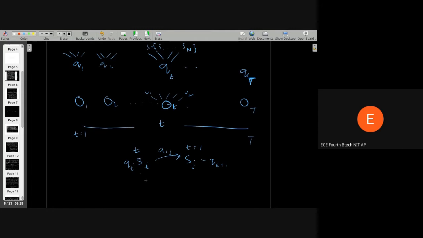And similarly, there's a particular probability that from a state Si, any state, Qt equal to Si, what is the observation? Ot equal to, let's say, Vj. There is a particular probability of this, which we call Bj from state i, or Bi, let's say, from state i to j. From state i, we are getting an observation Vj. We'll also use the notation Bi(Ot) in many cases.